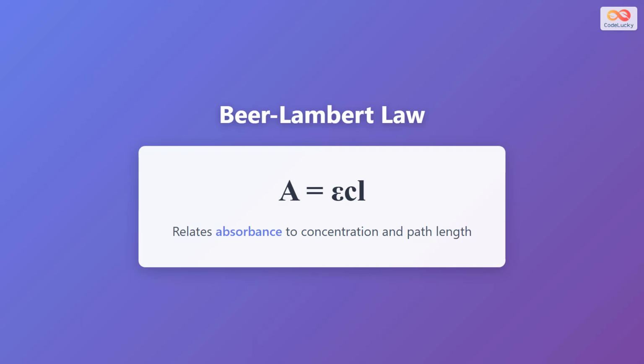The mathematical relationship that governs absorption spectroscopy is called the Beer-Lambert Law. This elegant equation, written as A = εCl, tells us exactly how absorbance relates to the properties of our sample. The A represents absorbance, which is the amount of light absorbed by the sample. This law is fundamental because it gives us a quantitative way to connect what we measure with the spectrophotometer to the actual concentration of the substance we're analyzing. It's the mathematical backbone of absorption spectroscopy.